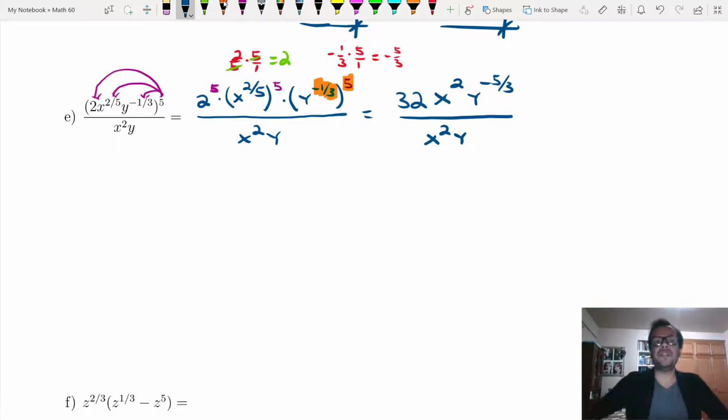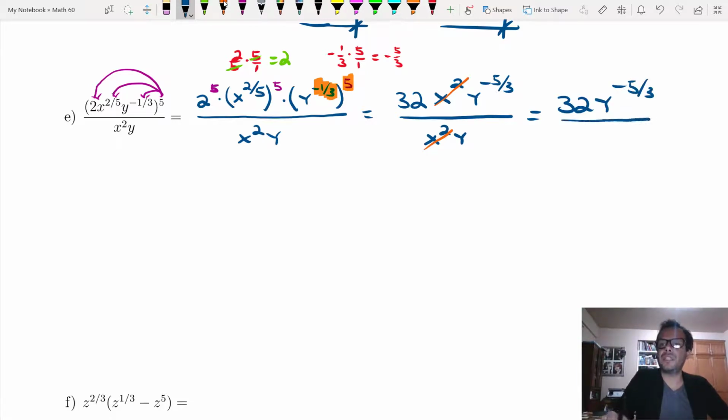Let's notice something interesting here. Notice how this x squared divides out that x squared. Remember that from rational expressions, right? Simplifying rational expressions. All right. So that's going to give us a 32 y to the negative 5/3, right? And then divided by y, all right?